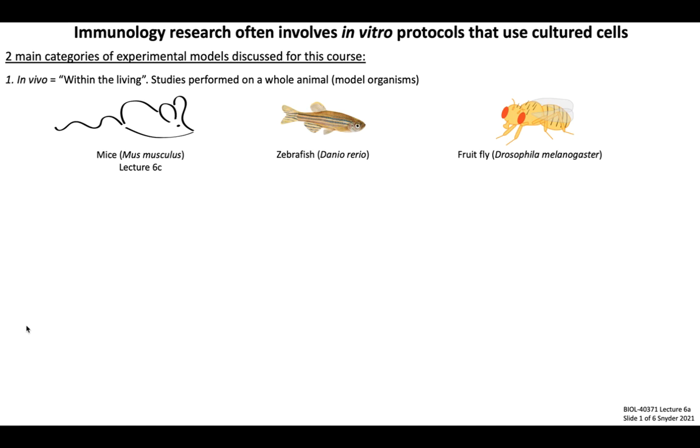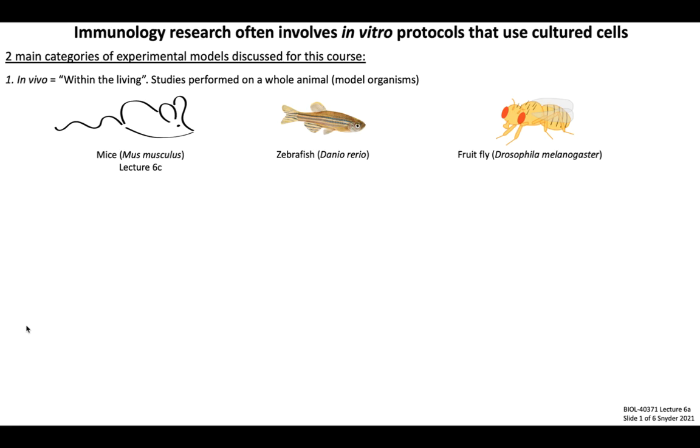In lectures this week, we will talk about tools and techniques related to two main categories of experiments. The first are named in vivo experiments, which is Latin for within the living. And as a side note, whenever you're using Latin terms for naming things in biology, such as the term in vivo or the names of bacterial species, which we've seen before, it's a common convention to italicize these terms.